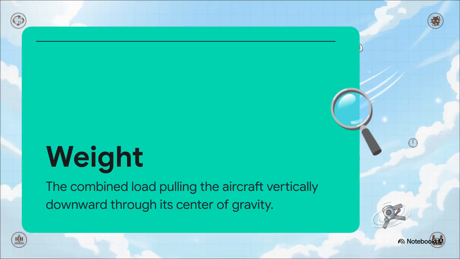Next up is weight. Basically, it's gravity's relentless downward pull on everything in your aircraft. That's the airframe, you, your passengers, your bags, the fuel, the whole shebang. It always pulls vertically downward, right through the aircraft's exact center of gravity.